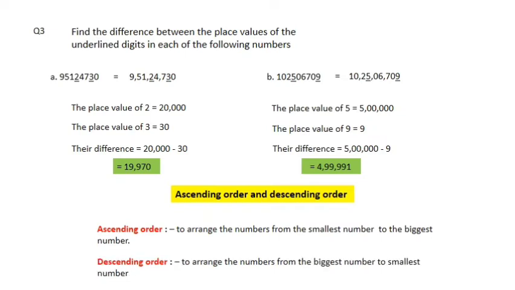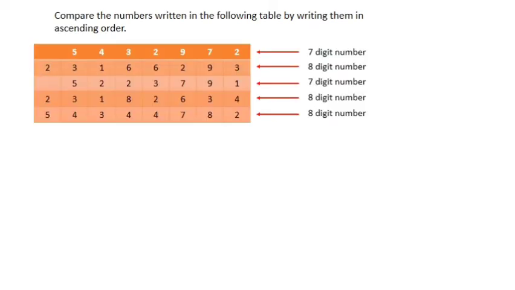And what is descending order? To arrange the numbers from big to small. Okay, let's see how to compare the numbers. Here some numbers are given. Now look here. This is the first number, which is a 7-digit number. This is the second number, which is an 8-digit number. Third is a 7-digit number. Fourth is an 8-digit number, and fifth is an 8-digit number.